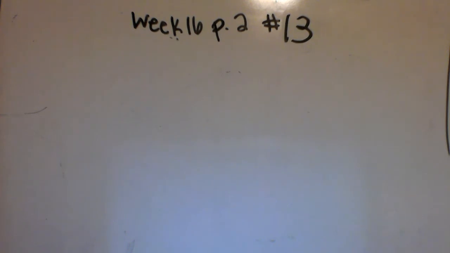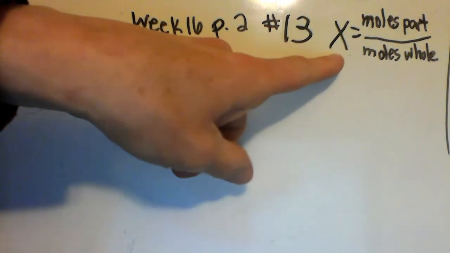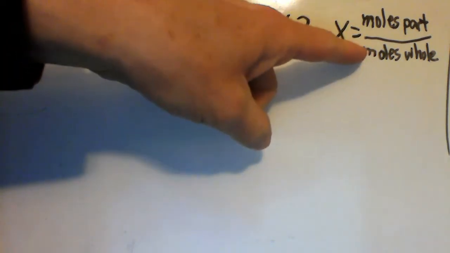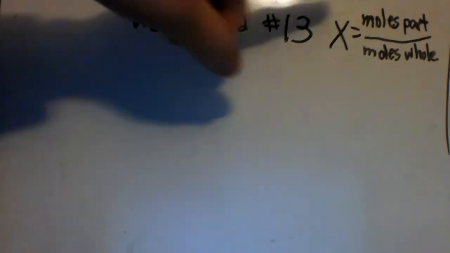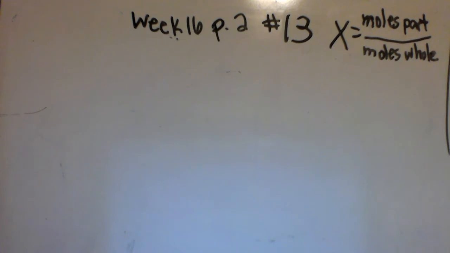Now let's try number 13 on page 2 of your week 16 homework sheets. The problem reads, what is the mole fraction of each component in a solution made by mixing 300 grams of ethanol and 500 grams of water? First, we know that the mole fraction is what we're looking for. That's a fraction with moles on the top and moles on the bottom. The symbol for mole fraction is X. I changed the wording slightly, moles of part to moles of whole. It means the same thing as moles of component to moles total in the solution.